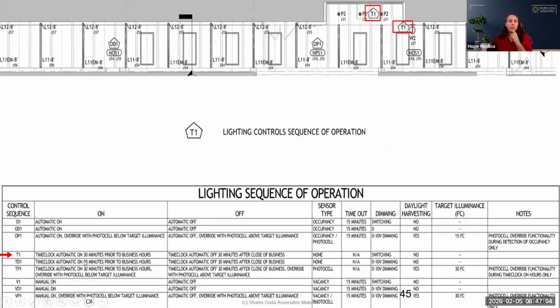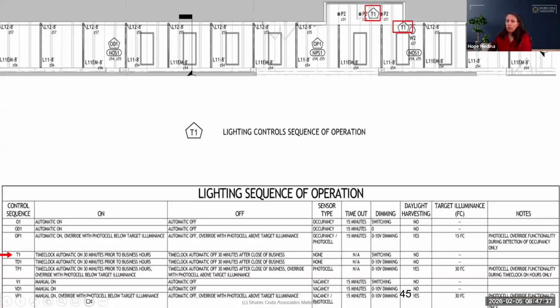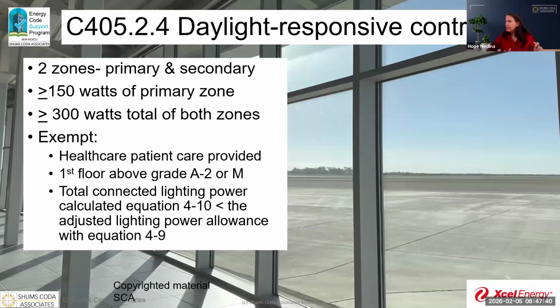Another example is here. You can see we have T1. This is a time clock, automatic on 30 minutes prior to business. It shuts off 30 minutes after close. There's no other sensor on it, there's not a timeout, and there are some dimming switches. There's no daylight harvesting, but there are a couple of things that we would need on that. The override switch information should be provided. This was kind of old and the override switch wasn't required at the time, but that is something to be aware of.